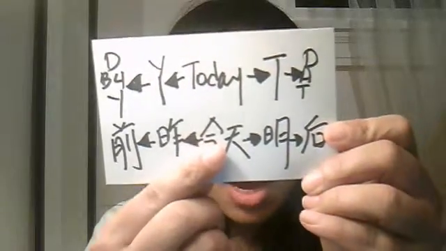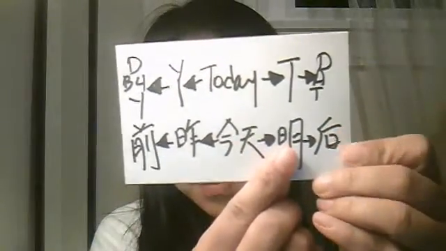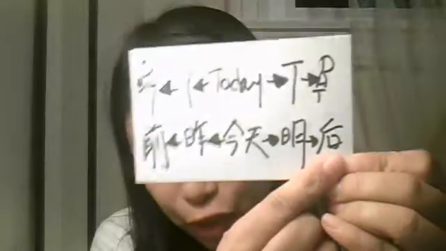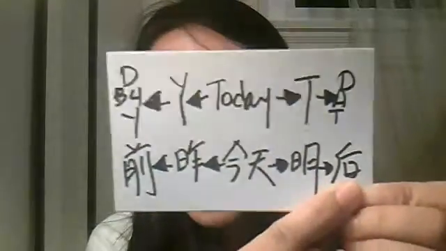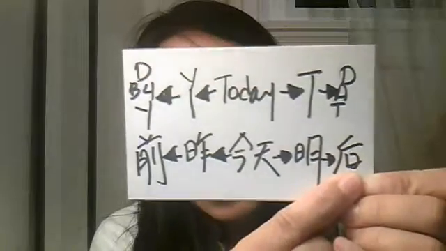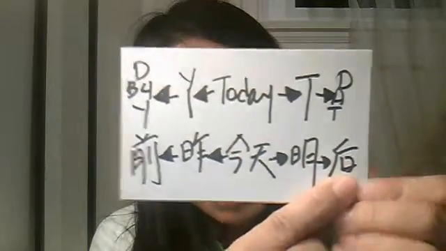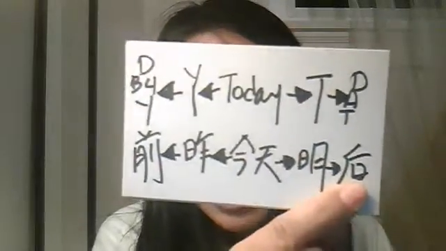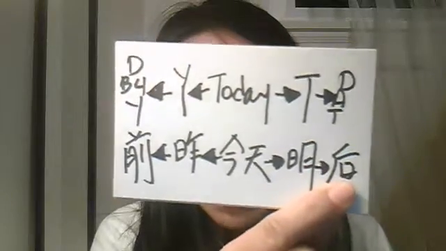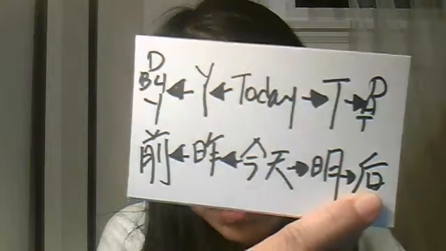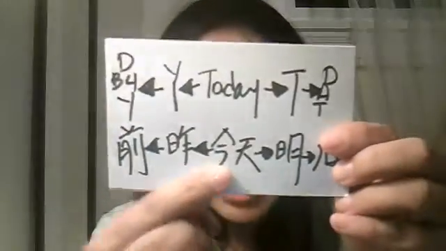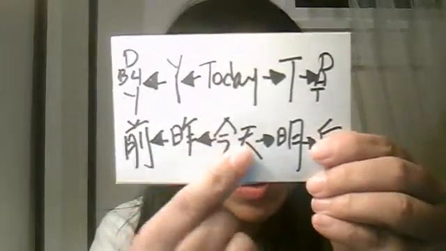To say tomorrow, you say 明天. And to say the day after tomorrow, you say 后天. You're like, what? Oh, does that mean last or in back? Yes, it does. But in Chinese, 后天 also means the day after tomorrow. Weird, huh? And then 今天 go the other way.